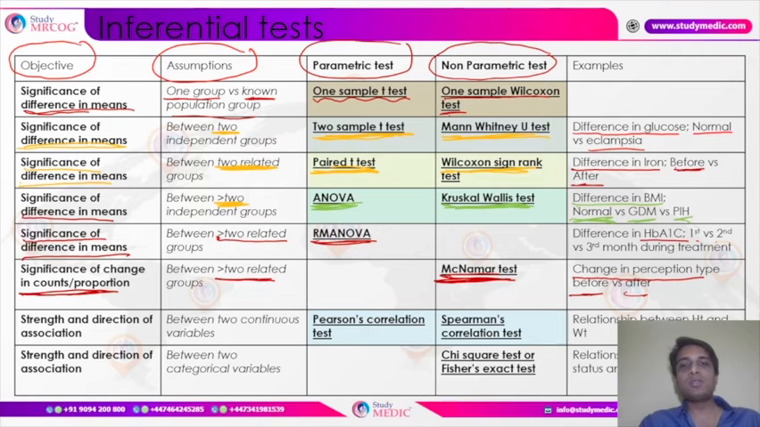If it is a continuous variable and you want to find out the change in means between two related groups, it is a paired t-test. That's the only difference.